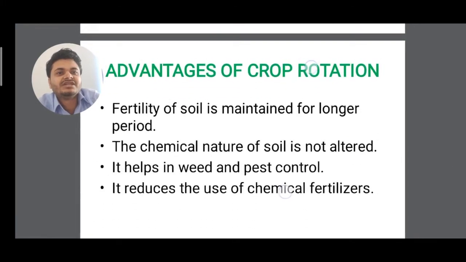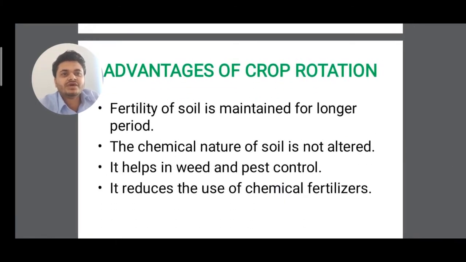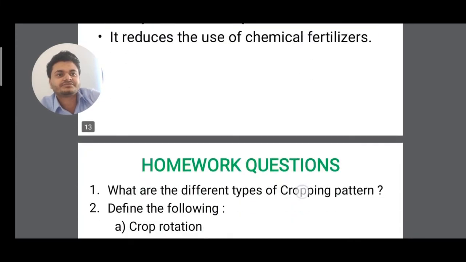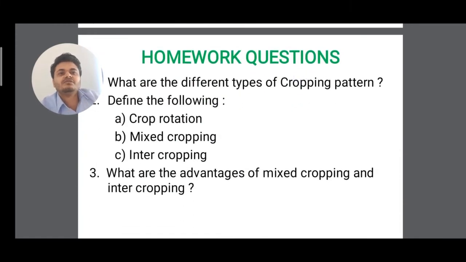So what are the advantages of crop rotation? Fertility of soil is maintained for a longer period. Clear? The chemical nature of the soil is not altered. It helps in weed and pest control. It reduces the use of chemical fertilizers. Clear? So students, these are the homework questions.